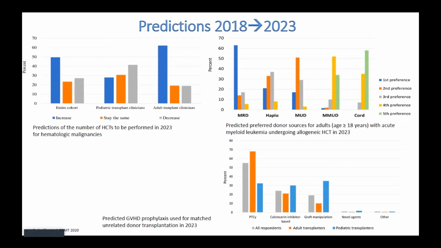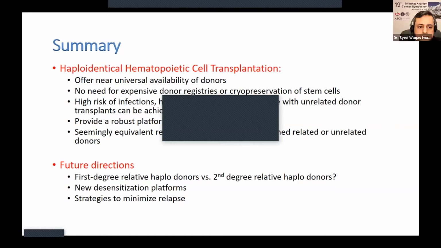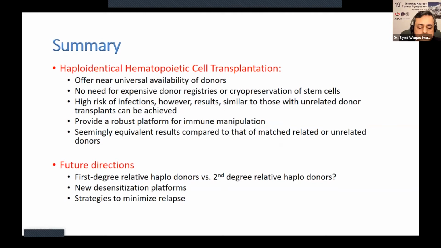And last but not the least, the post-transplant cyclophosphamide is expected to be the most common GVHD prevention regimen after the haplotransplants or transplants in general. In summary, the haploidentical stem cell transplant offers near universal availability of donors. There's no need for expensive donor registries or cryopreservation of stem cells. The risk of infection is high. However, results overall are similar to what are expected with the matched unrelated donor transplants. Haplotransplant provides a robust platform for immune manipulation, and the clinical survival results are not very different.